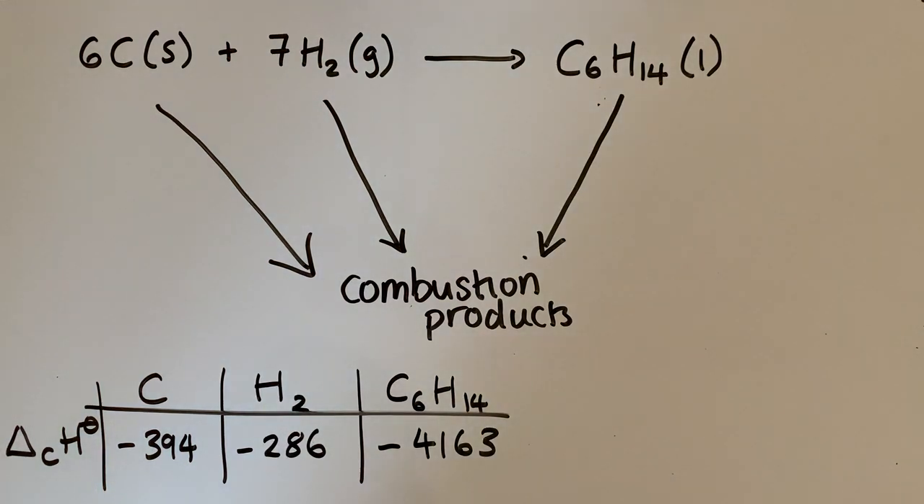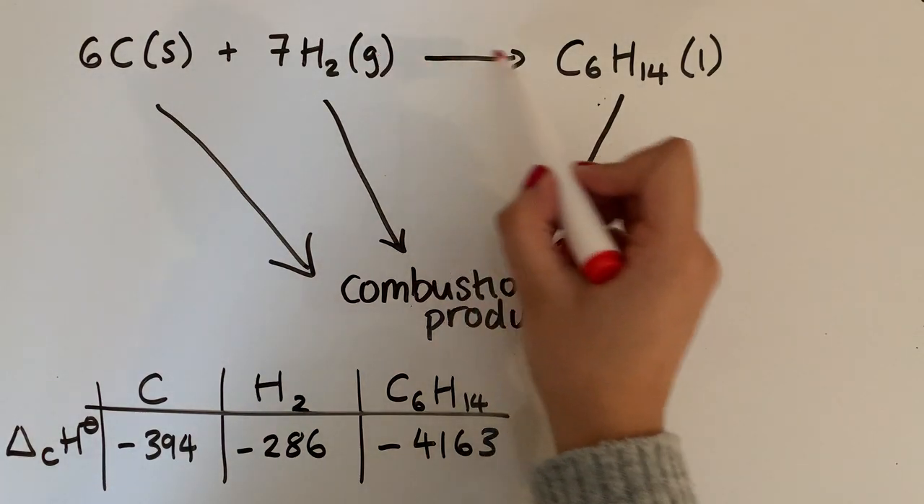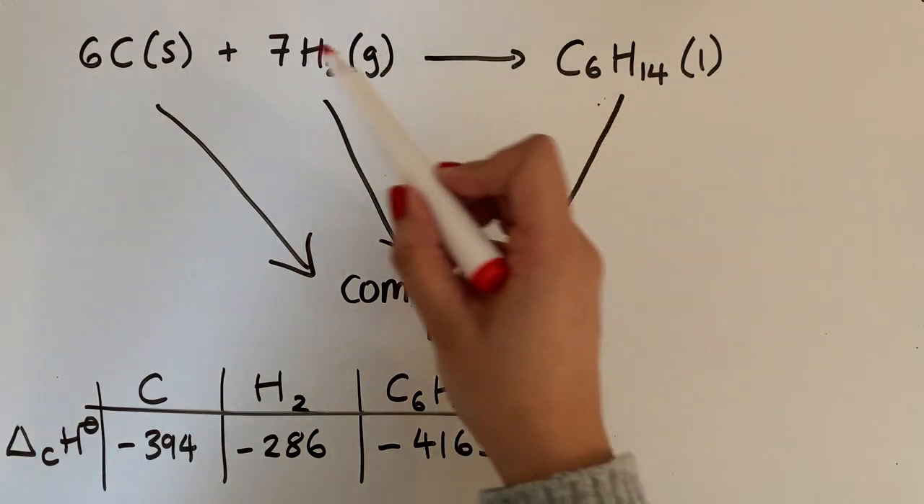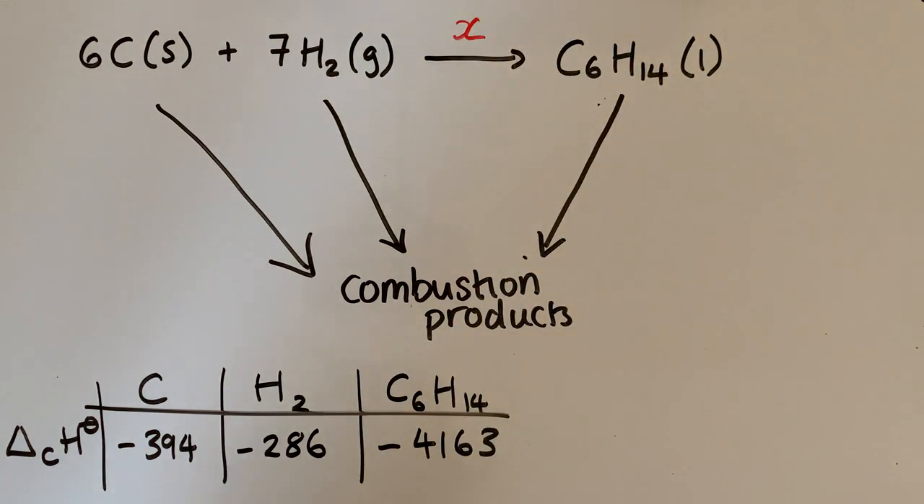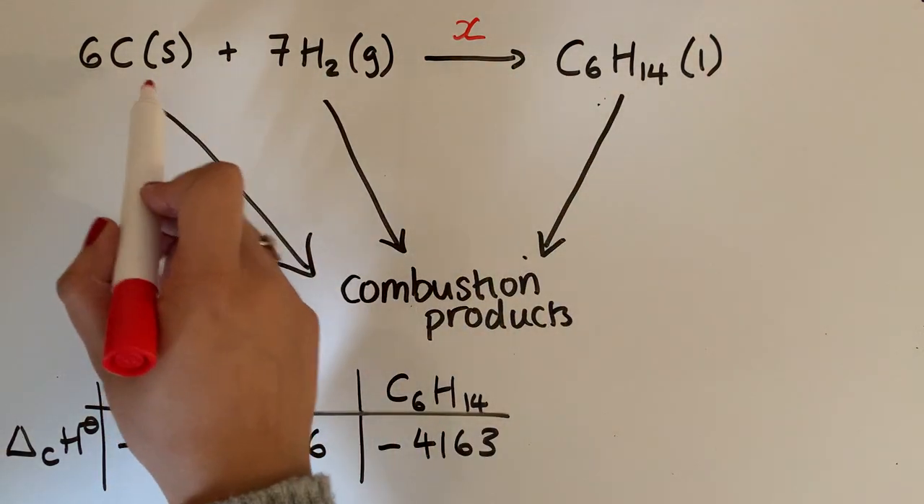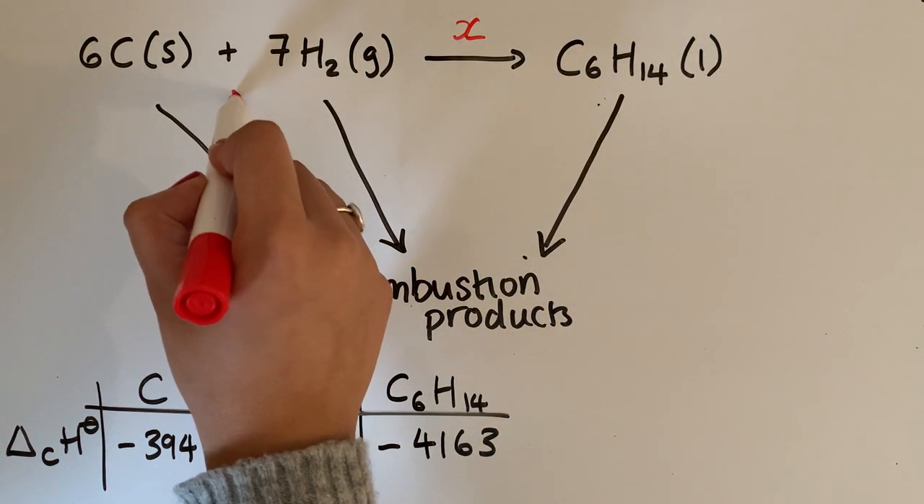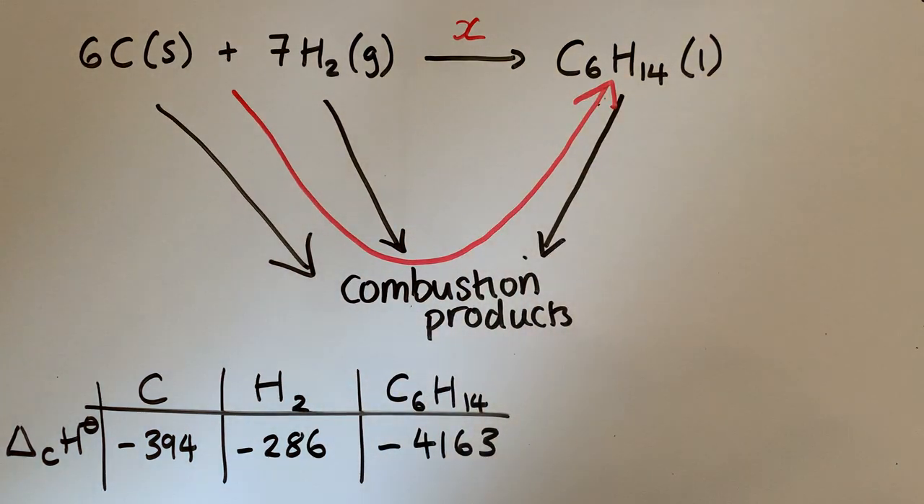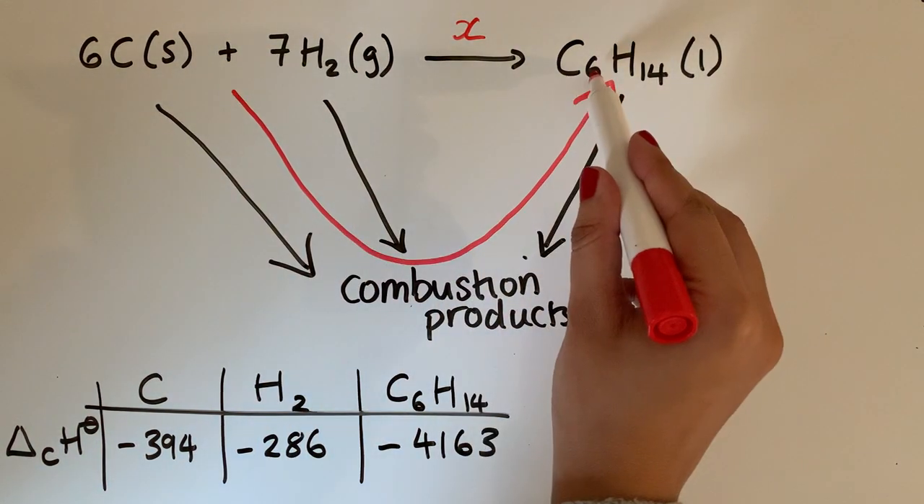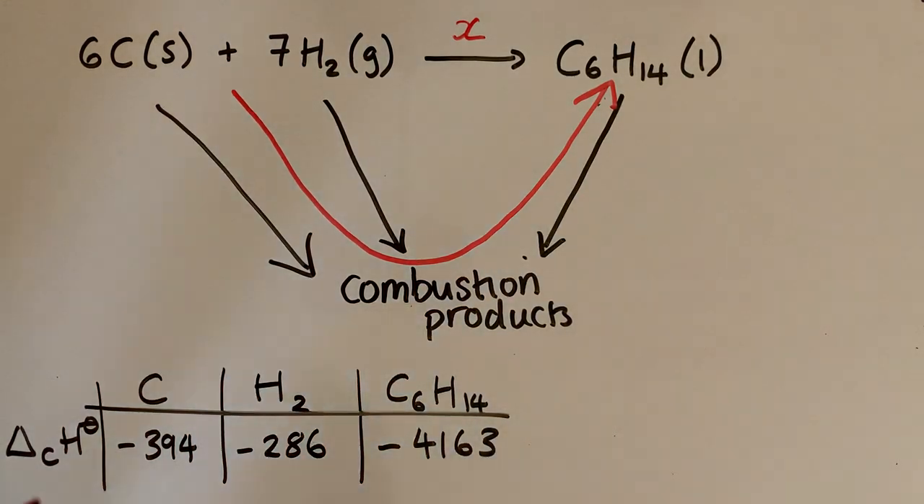Actually, let's just remind ourselves in terms of the routes. We want to work out this route, going from our reactants to our products. This is our X, this is our enthalpy change of formation of hexane, and that's what we need to work out. We can't go directly, so we're going to go down from our reactants via our combustion products and then go back up to our actual products. That's the route that we're going to take, and that's going to equal this route here.